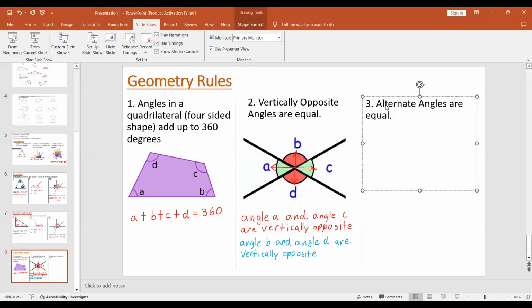What letter do alternate angles form? A Z. Very good. So alternate angles form a Z shape. Now it could be a backward Z, it could be a forward Z. Either way, they form a Z shape.